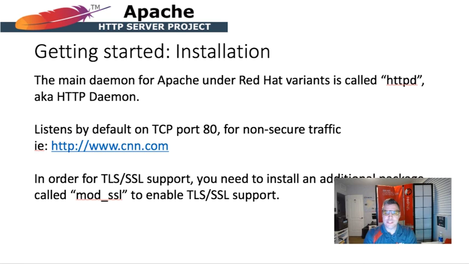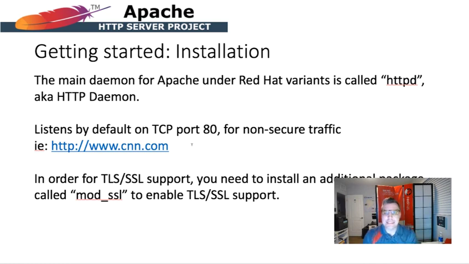Apache by default listens on port 80. In this example, if you go to CNN.com and just type in HTTP, which stands for Hypertext Transfer Protocol, then it will go to the non-secure port, which is 80. And if we need SSL support, which we'll talk about shortly, you will install a module called mod_ssl, which will enable the SSL and TLS parameters in Apache.